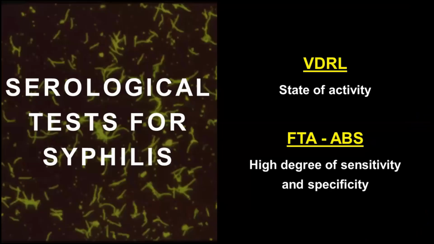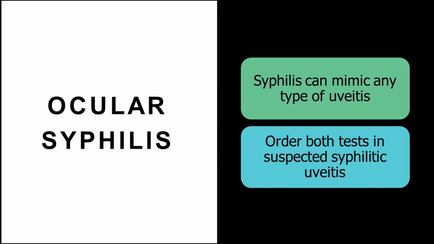Serological tests for syphilis, VDRL, TPHA or FTA-ABS, have a high degree of sensitivity and specificity. Both the non-treponemal and treponemal tests will be done. Particularly, the treponemal test is important for screening purposes. Ocular syphilis can mimic any type of uveitis, as I mentioned before. Order both types in suspected syphilitic uveitis. The conversion of VDRL and RPR will tell us the response to the treatment.